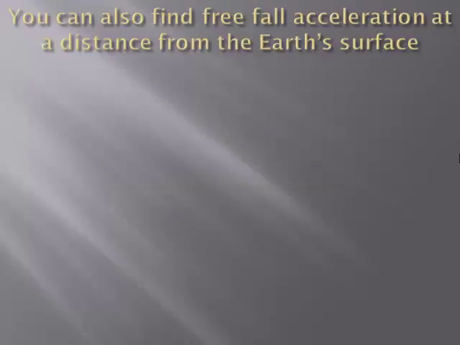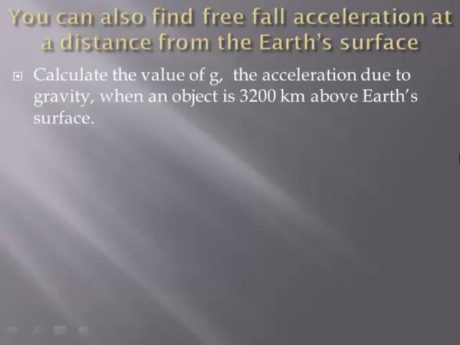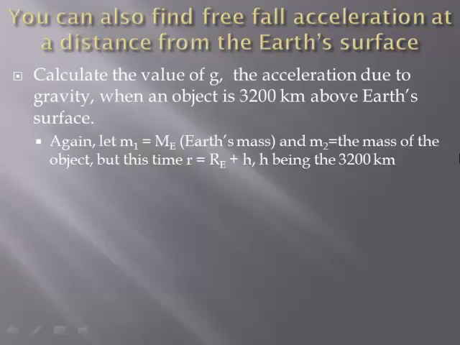You can also find freefall acceleration at a distance from the Earth's surface. So this problem asks us to calculate the acceleration due to gravity when an object is 3,200 kilometers above Earth's surface. m1 will equal Earth's mass, and m2 will again be the mass of the object. But this time, the distance between the two objects is the radius of the Earth plus h, h being the 3,200 kilometers.